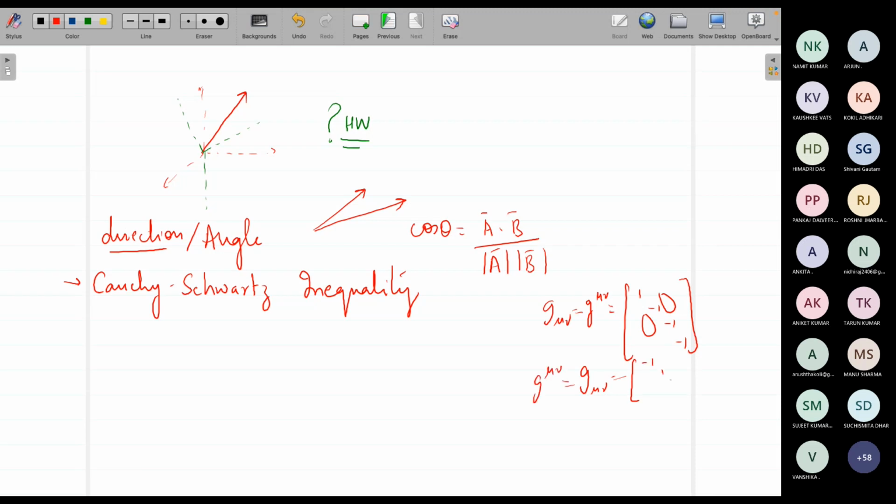Something like this, minus 1, 1, 1, 1, 0, 0. Can you relate these three minus 1s or plus 1s with anything? When you multiply your four vectors, remember, you have x, y, z, and minus ct, right? So let me just write it down for you.